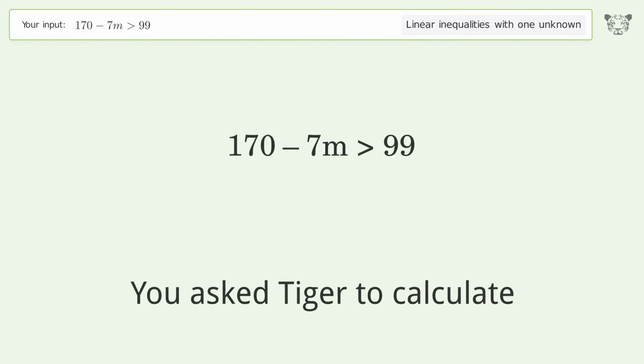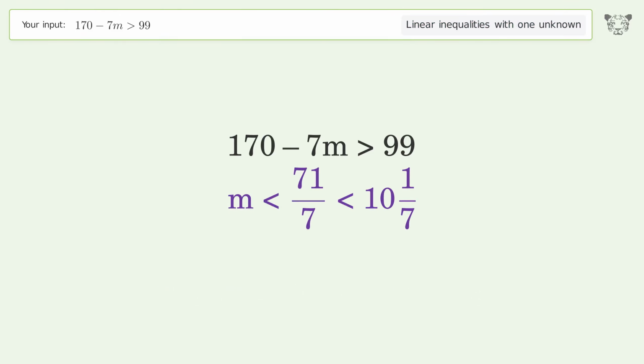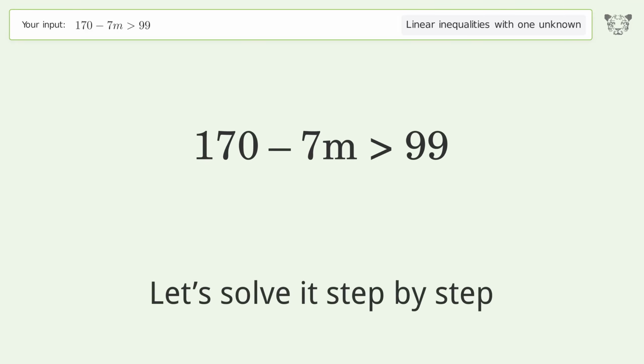You ask Tiger to calculate. This deals with linear inequalities with one unknown. The final result is m smaller than 71 over 7 smaller than 101 over 7. Let's solve it step by step.